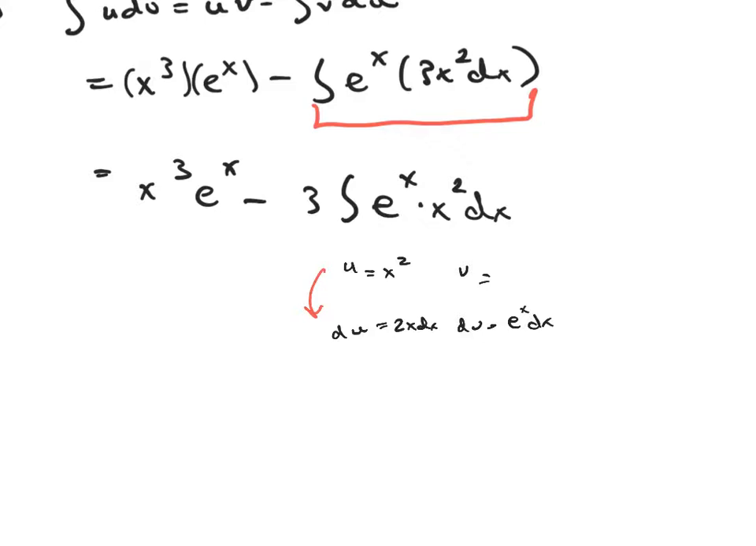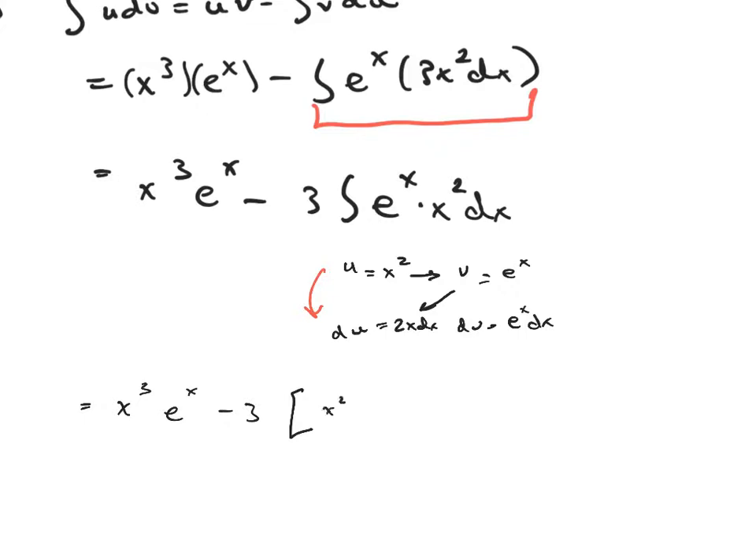The integral of e to the x is still e to the x. So again, I'm going to have the integral is uv minus the integral of v du. So let's rewrite this entire thing. It's going to get messy, but let's do this. X cubed e to the x minus 3. And then when I integrate that using integration by parts, I have uv minus the integral of v du.